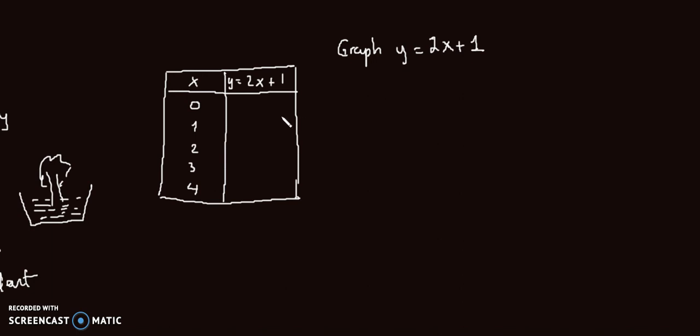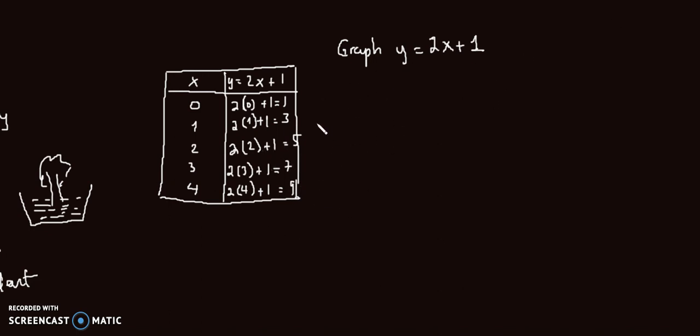But for the purpose of illustration, I'm going to write that here. So for example, for x here, you just input the value of x. So then you have 2 times 0 plus 1 equal to 1. 2 times 1 plus 1 equal to 3. 2 times 2 plus 1 equal to 5. 2 times 3 plus 1 equal to 7. And then 2 times 4 plus 1 equal to 9. Okay, and then you just graph this.